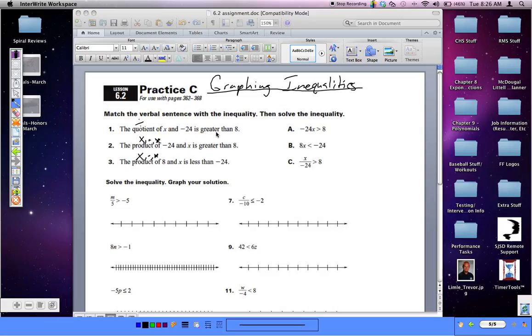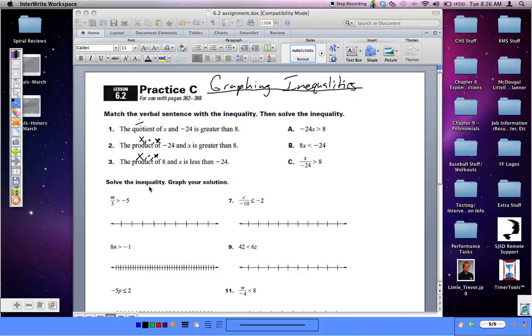Make sure you pay attention to the sign greater than. Remember, the alligator wants to eat the bigger side. Or this is saying that this is larger because it wants to eat the bigger side, and over here it's saying that this is larger because it wants to eat the bigger side. Hopefully that helps, and hopefully you can figure out those three.